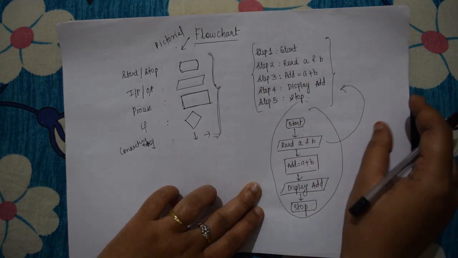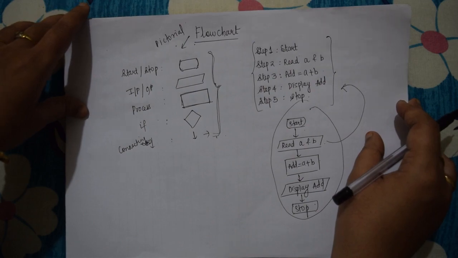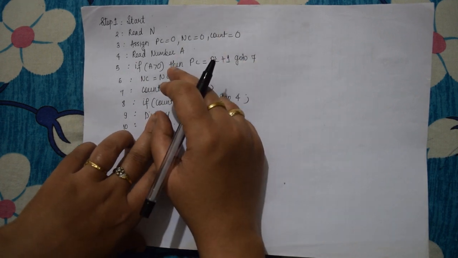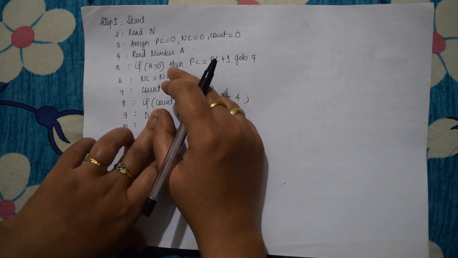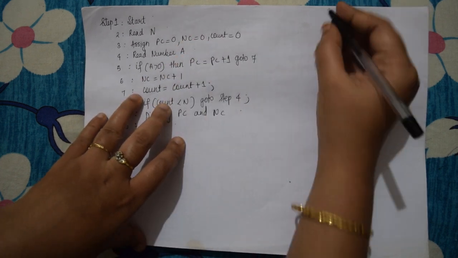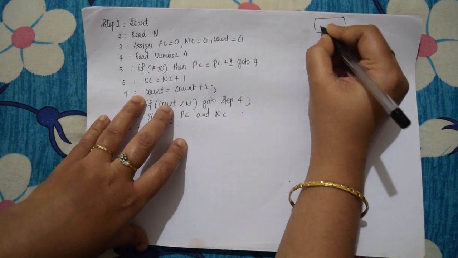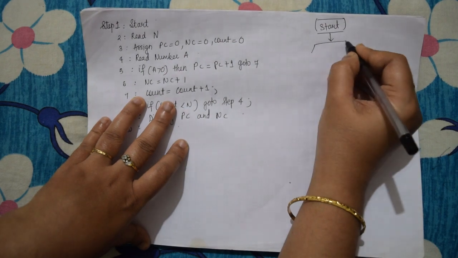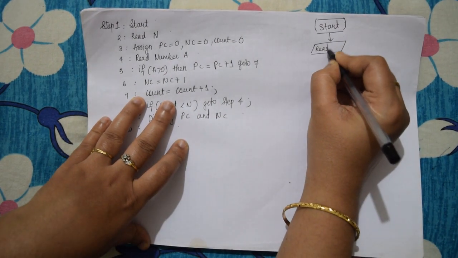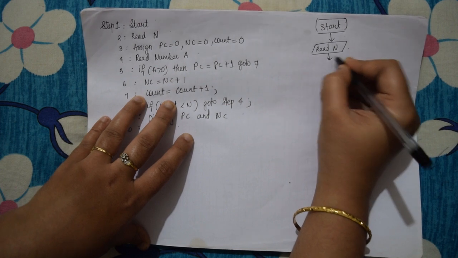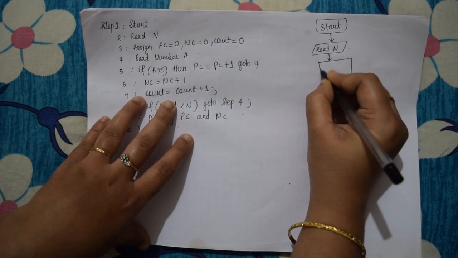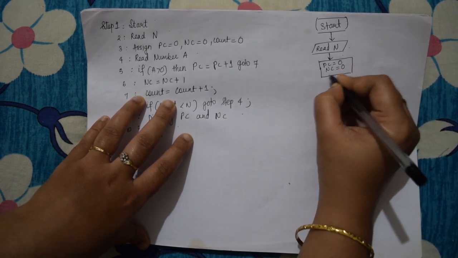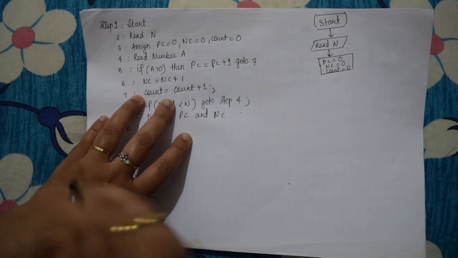Okay, now we'll take one more example. Again, this is the algorithm which we discussed in the last video. Now I will draw the flowchart for this algorithm. So first step is start, correct. After that we have to read n, so it is input. So I am taking this symbol, read n. After that we have to assign numbers, which is process. So I am taking a rectangle: PC equal to 0, NC equal to 0, and count equal to 0, correct.